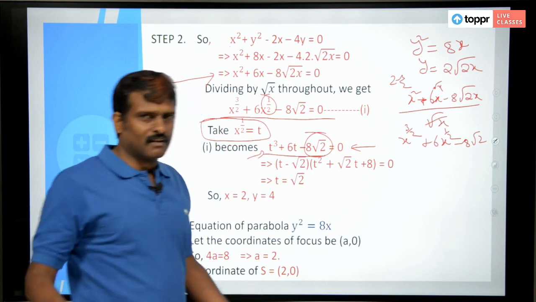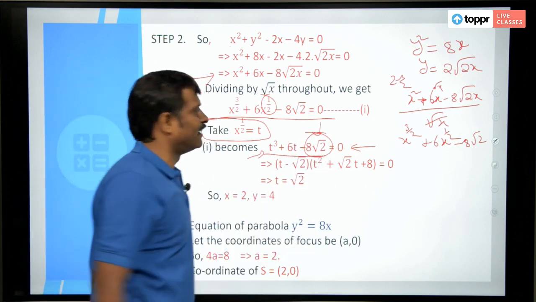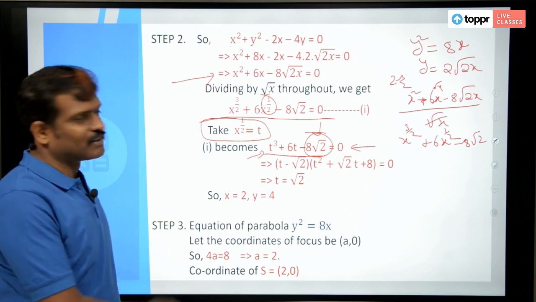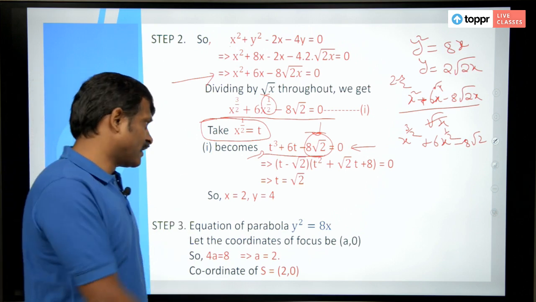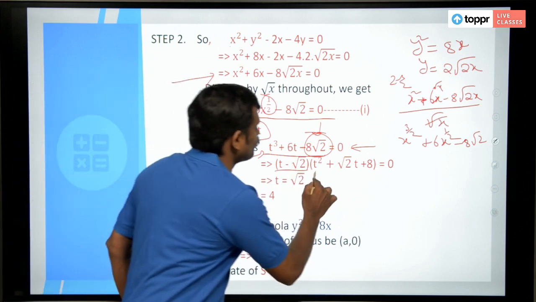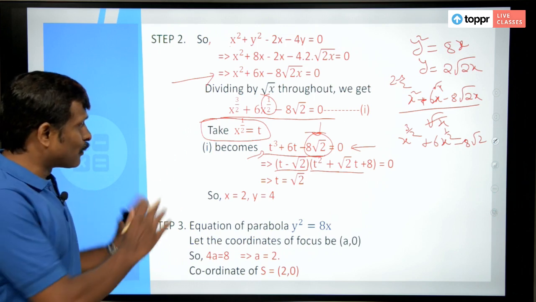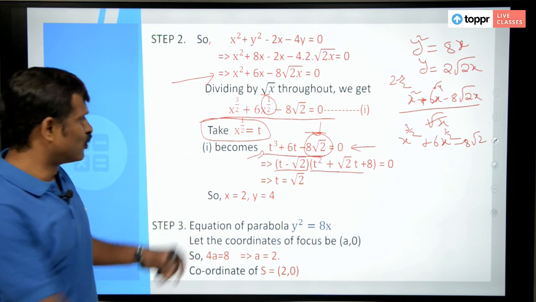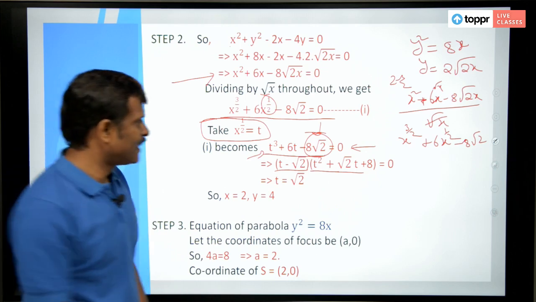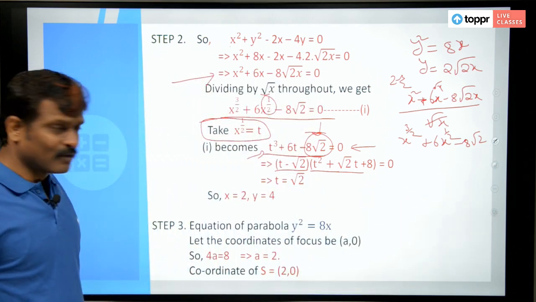That is what we generally do, right, trial and error method. But when you look at this number, it should immediately strike your mind that you need to substitute root 2 here, and you get 0. So, t minus root 2 is a factor, and t square plus root 2t plus 8 is another factor. The product of these two should be equal to 0. How do we get this? You divide it, t minus root 2 you take, and you do the long division, you get it.